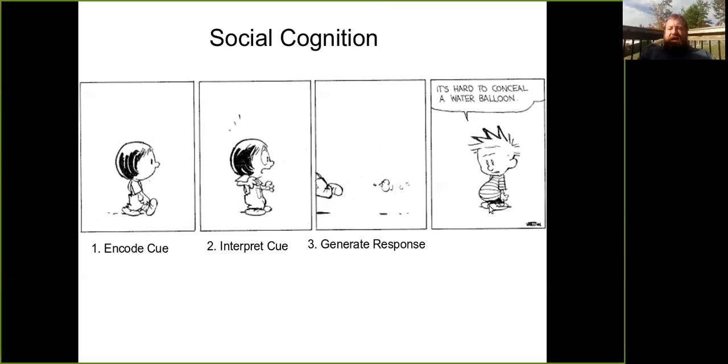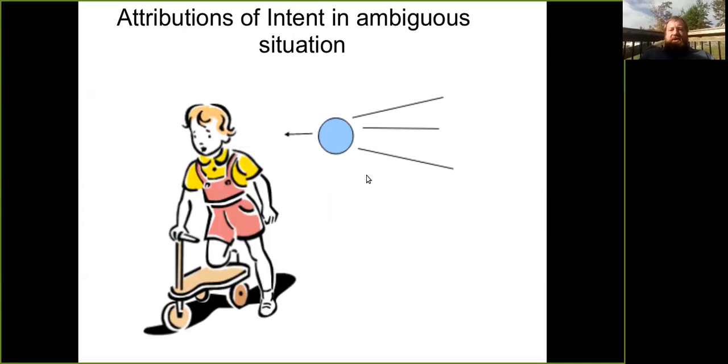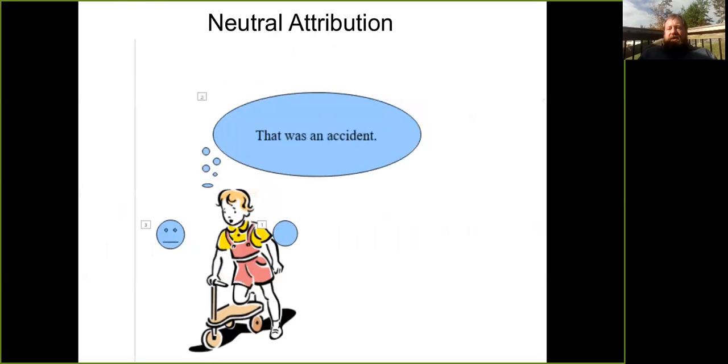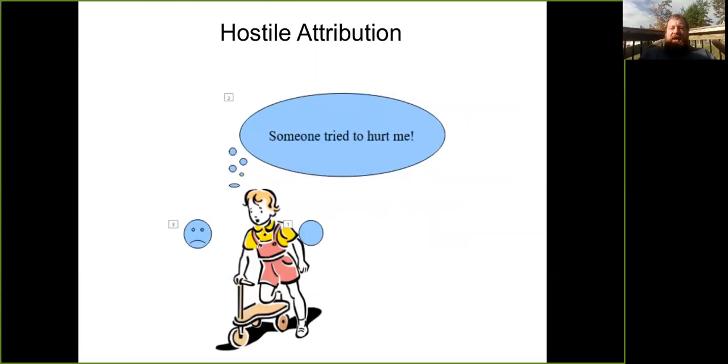And the cue was that Kelvin was hiding a water balloon, and her response was to run away. So once we interpret what the cue means, we generate a strategy that we'll follow. So here's this amazing graphic of attributions. This person who was hit with the ball could think, somebody's trying to throw the ball to me. Or they could think, oh, that was an accident. Or they could think that someone was trying to hurt them.